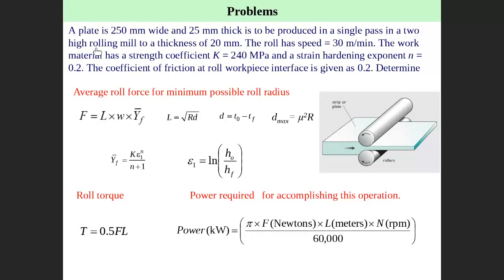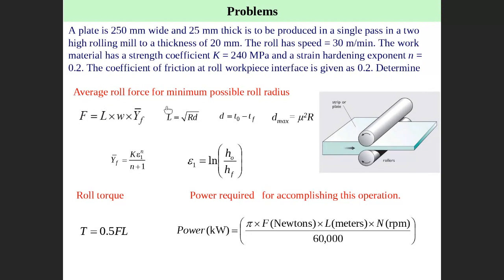A plate is 250 millimeter wide. Width is given. A 25 millimeter thickness is produced in a single pass in 2 high rolling, this is a 2 high rolling mill. Thickness is reduced from 25 to 20. The roll speed is 30 meter per minute, which is the V. V equals π DN, right? This is the V, the roll speed, 30, not RPM but V, then equal to π DN. The work material strength K is given and n is given. The coefficient of friction of the roll and workpiece is 0.2.